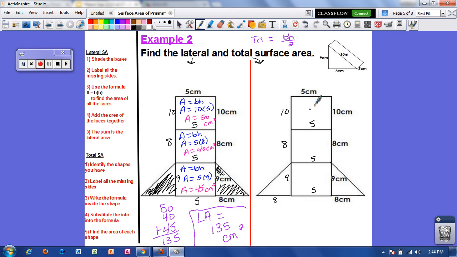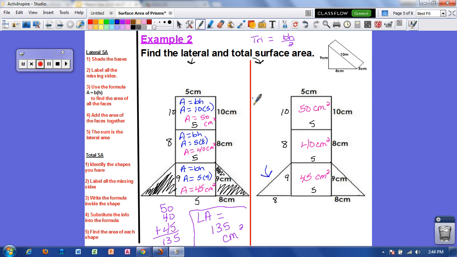Okay, now I'm going to write the formula inside of each shape. Just for the sake of time, I'm just going to copy these 3 over here since it's the exact same thing. So I have 50 centimeters squared. I have 40 centimeters squared, and now I have 45 centimeters squared. Now, for this triangle right here, since I don't have a whole lot of space in there, I am going to come out to the top and work that out.